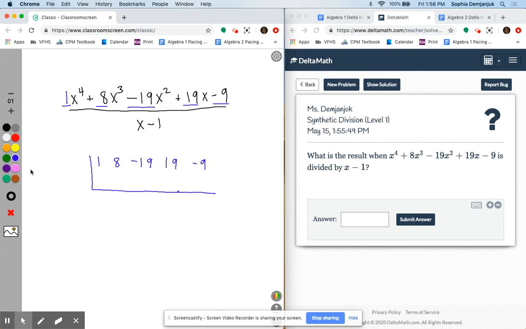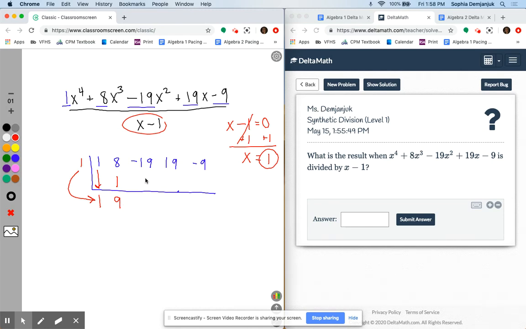We have to figure out what goes on the left over here. So we're taking x minus 1 and setting it equal to 0, whatever the denominator is. If I add 1 to both sides, I end up getting x equals +1. So 1 goes to the left. I need to bring this first number down. So I just bring down a 1. Now I'm multiplying everything in the bottom row by 1. So 1 times 1 leaves me with 1. Adding up and down, 8 plus 1 leaves me with 9.